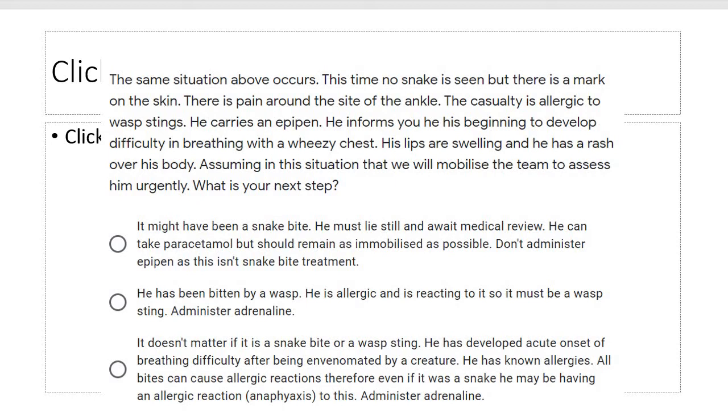Number 3, it doesn't matter if it's a snake bite or a wasp sting. He's developed acute onset of breathing difficulty after being envenomated by a creature. He has known allergies. All bites can cause allergic reactions. Therefore, if this was a snake, he may be having an allergic reaction to this. Administer adrenaline. Number 3. Yeah.